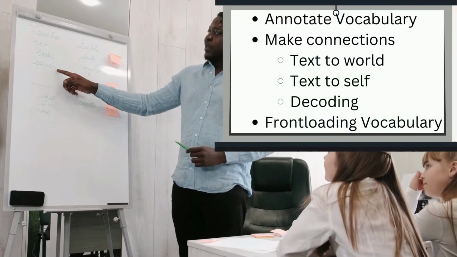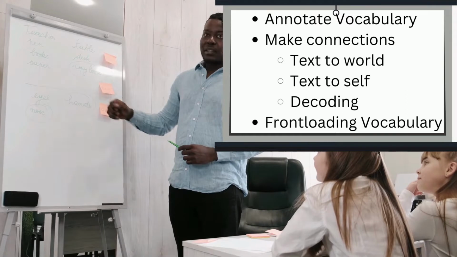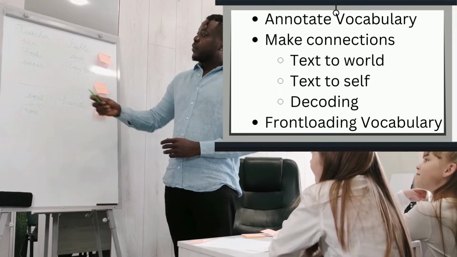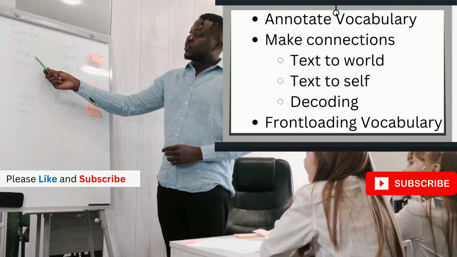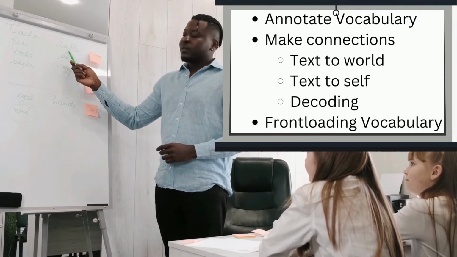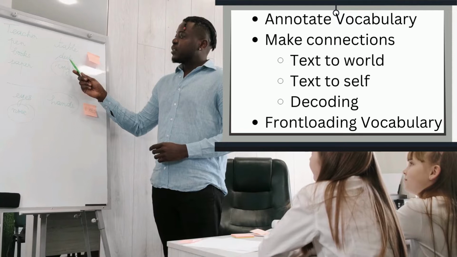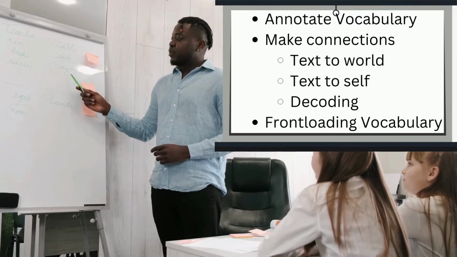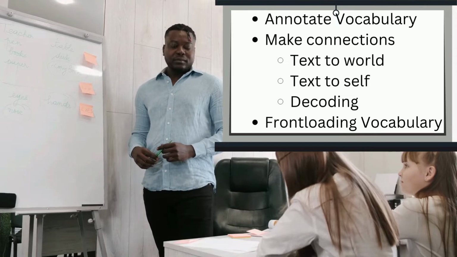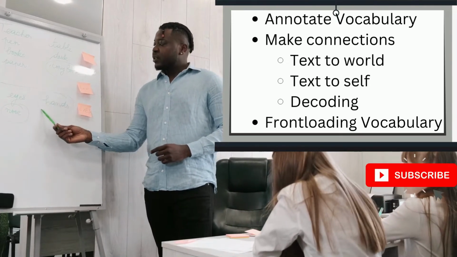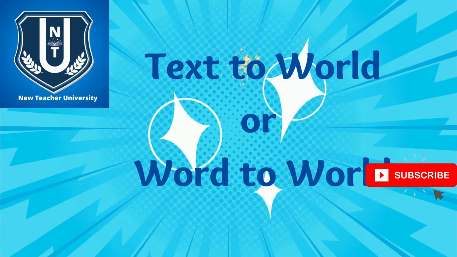You can use text to world, or we would say here, word to world. A lot of times that's a strategy that teachers use in order for students to really understand or make a connection with that unfamiliar vocabulary. So text to world or word to world. The next one that I suggest is text to self. But what's word to world? What does that look like?